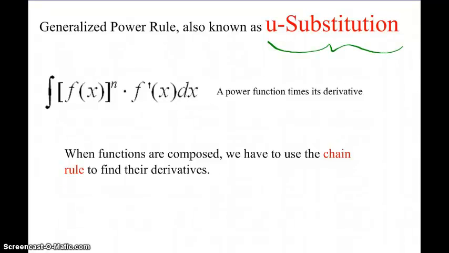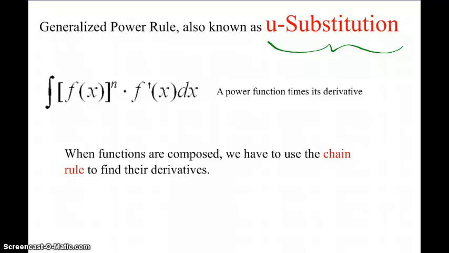U-substitution, huge. When Professor McCowan says it's huge, it's all over the AP test. You know what that means. You've got to know it, you've got to know how to do it, and you're probably going to see it pretty quick. Most definitely on homework and definitely on quizzes and exams.